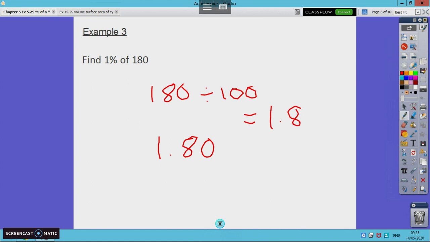Okay, if you need a little bit of practice with dividing by 100 and dividing by 10, just moving everything across 1 or 2, depending on whether it's 10 or 100, that's something to think about, okay?